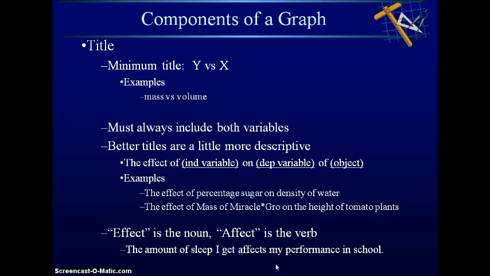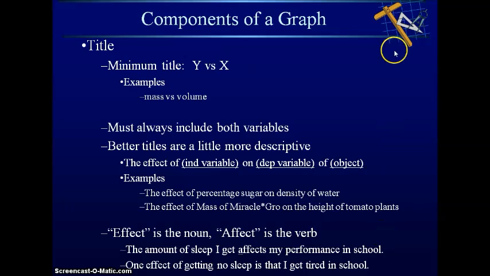For example, if I said, the amount of sleep I get affects my performance in school, well, here I am using it as a verb, so I'm using the A version of this. Or if I said one effect of getting no sleep is that I get tired in school, in this case we're using it as a noun, so we would use the E form of it. So just be careful with that. We tend to use these words a lot in science, and they get mixed up a lot. So a little grammar note on the side.